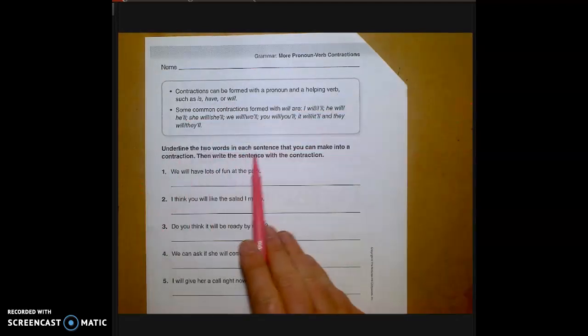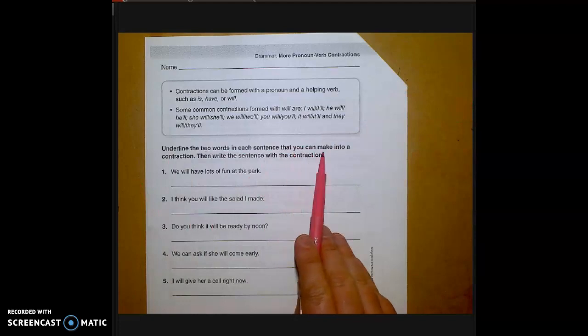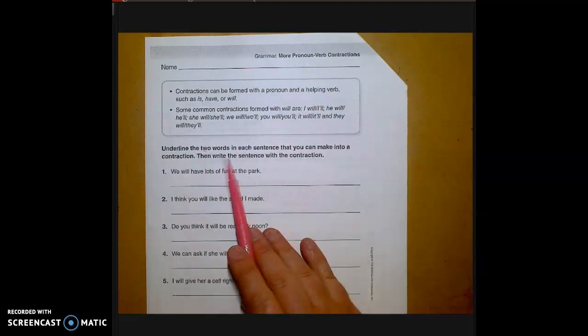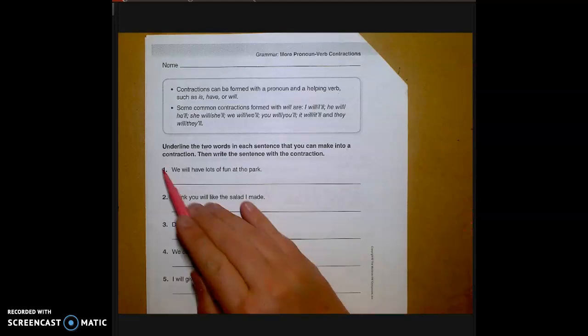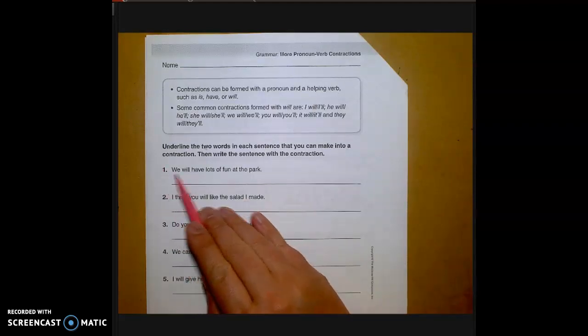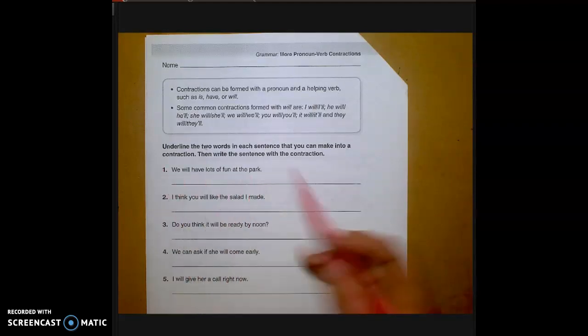Underline the 2 words in each sentence that you can make into a contraction. Then write the sentence with the contraction. They did not underline anything this time. You need to find it and do the underlining, and then write. So number 1 says, we will have lots of fun at the park.